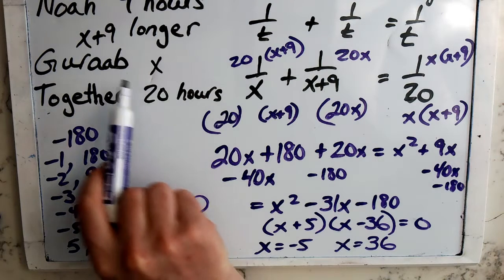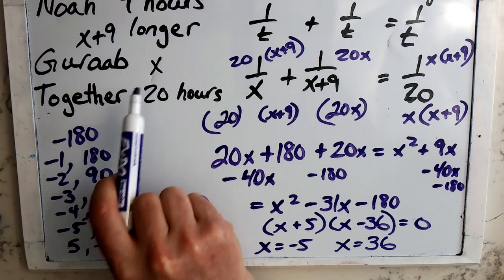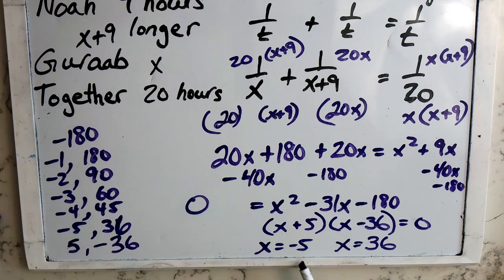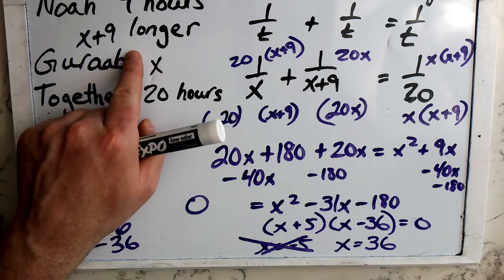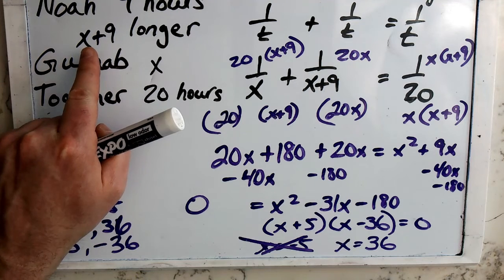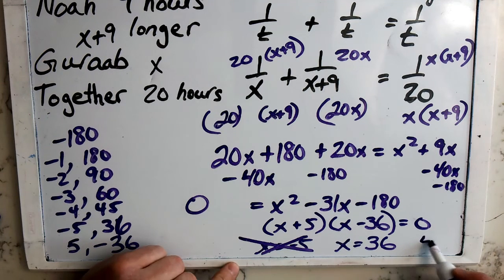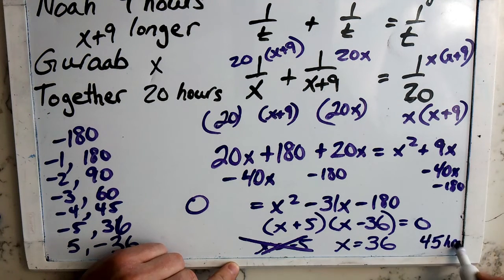Well, if we go back to the beginning, x is Gustav's time, how long it takes him. I've got 2 answers. One is negative. Can he go backwards in time to paint the house? This one's not possible. So word problems, 95% of the time, 99% of the time, it's only positive answers. And in this case, Gustav takes 36 hours. If we want to find out Noah, we go back. Noah's x plus 9. So Noah would be 45 hours.